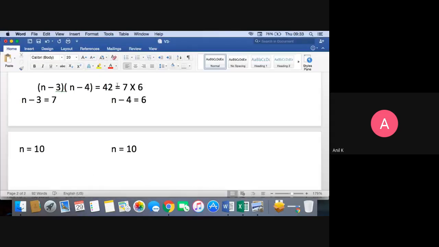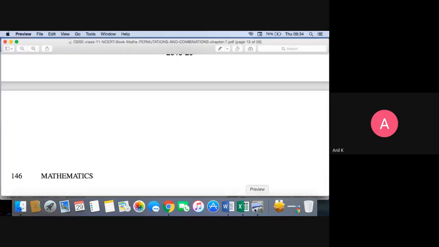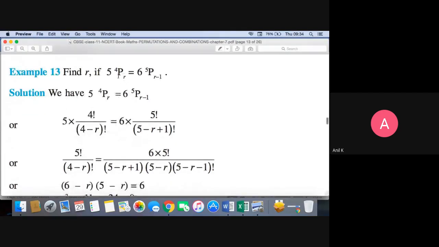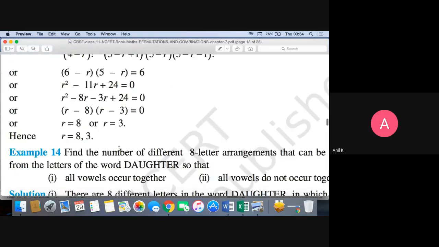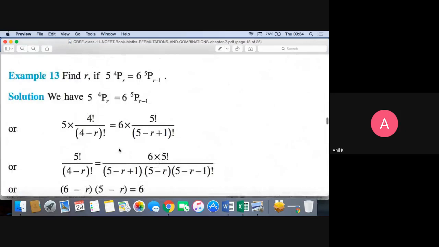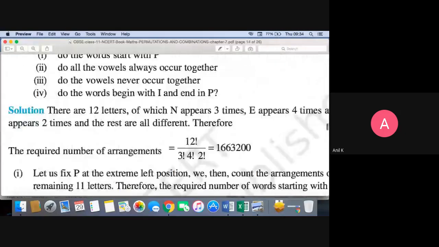See, here I solved by factorization like 7 into 6, or else you can expand n minus 3 into n minus 4 as a quadratic equation. Then you get the quadratic equation, and you can use splitting the middle term or the quadratic formula, whichever is easy. The rest are all the same: 5 times 4Pr equals 6 times 5Pr minus 1. They expanded the formulas. So till here you tried. From example 4 onwards we'll discuss later on.